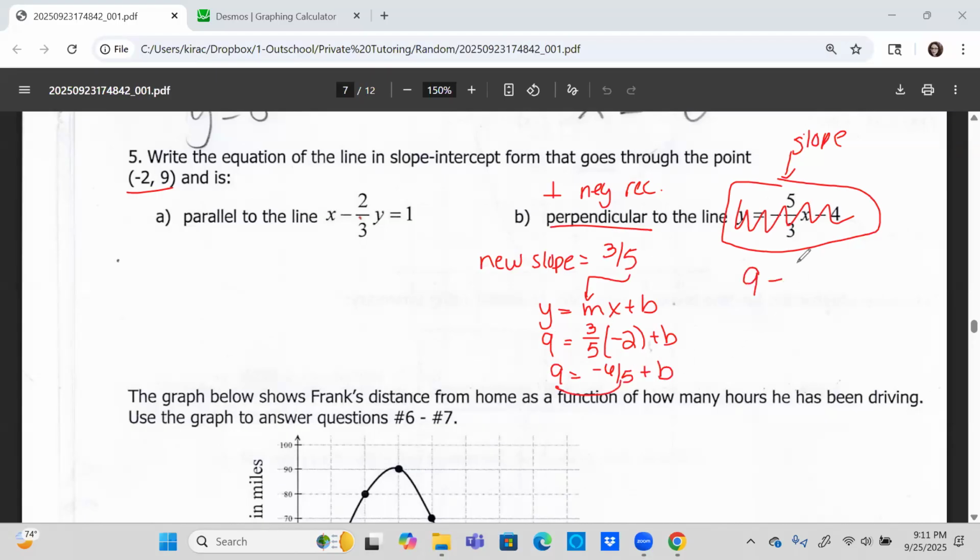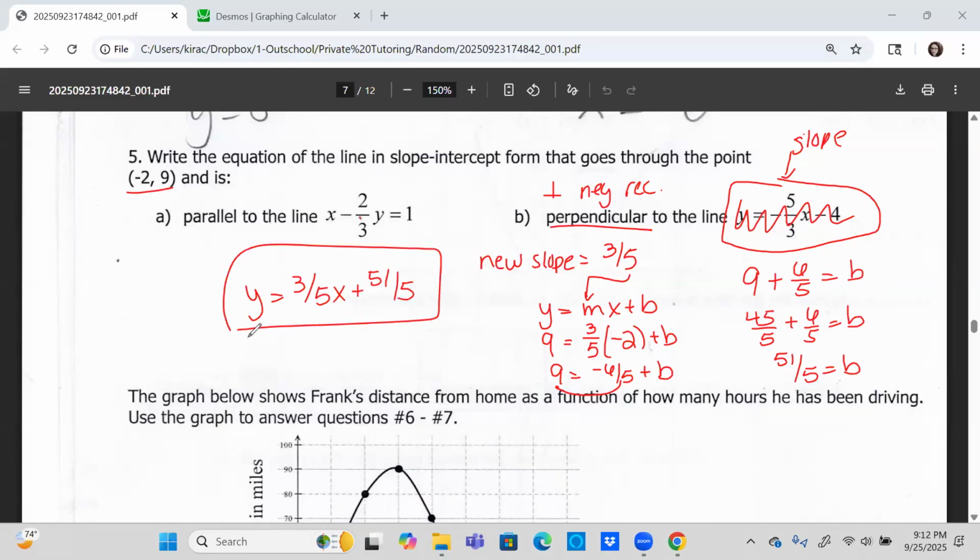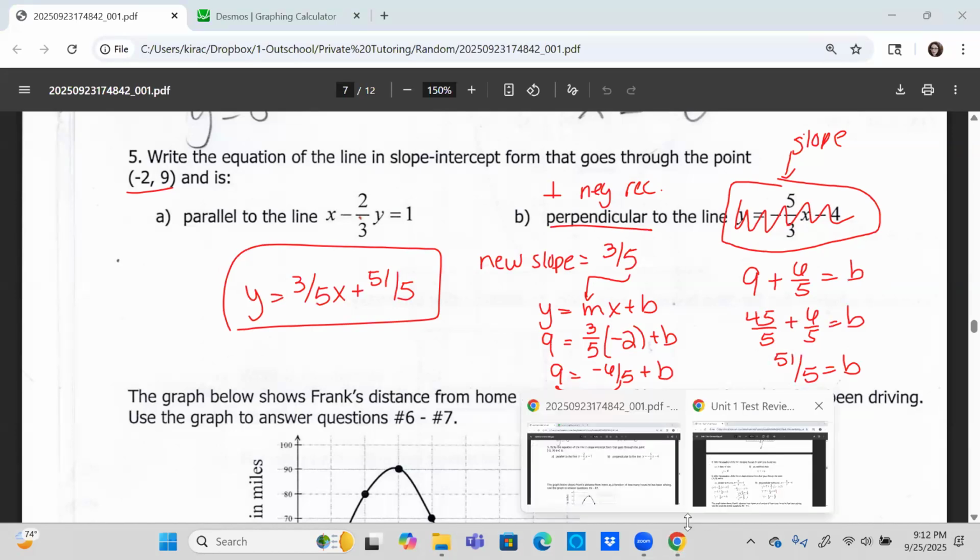So 9 plus 6/5 equals b. 9 is 45 divided by 5. There we go. So that's 51/5 is b. Final answer, y equals mx plus b. She's not pretty. That's okay. It doesn't have to be. Yep, he's good.